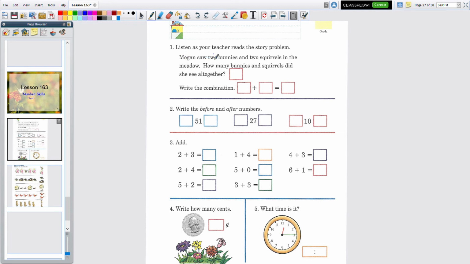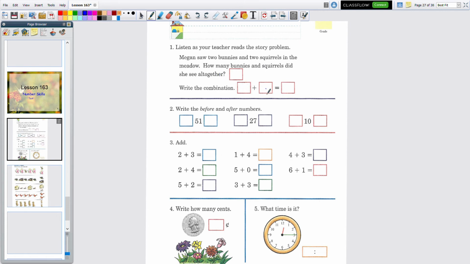Megan saw 2 bunnies and 2 squirrels in the meadow. How many bunnies and squirrels did she see altogether? Okay, remember, put the first number here, second number there. I'm going to read it again. Megan saw 2 bunnies and 2 squirrels in the meadow. How many bunnies and squirrels did she see altogether?